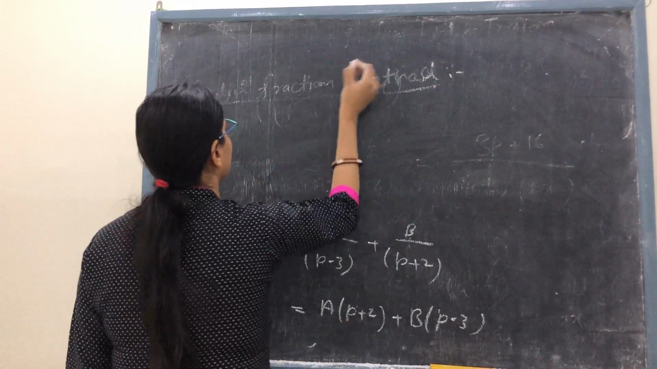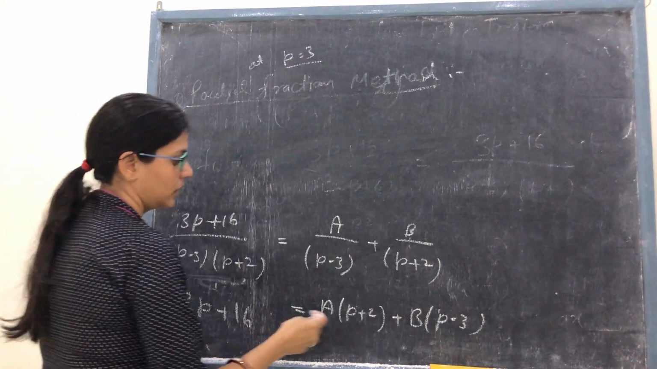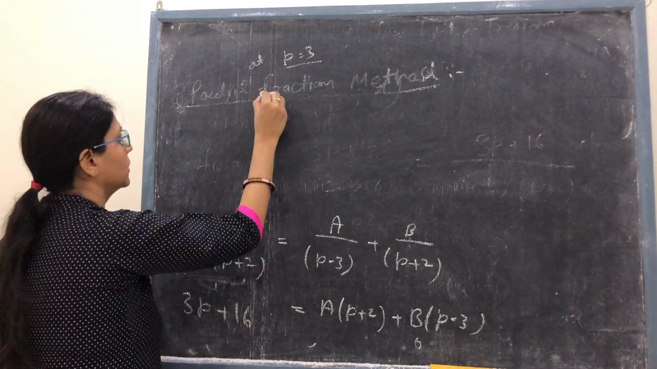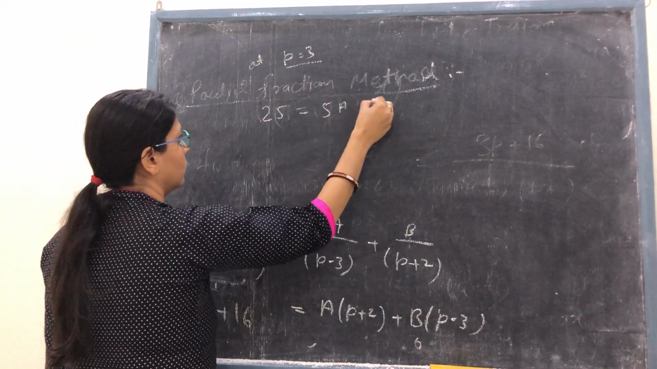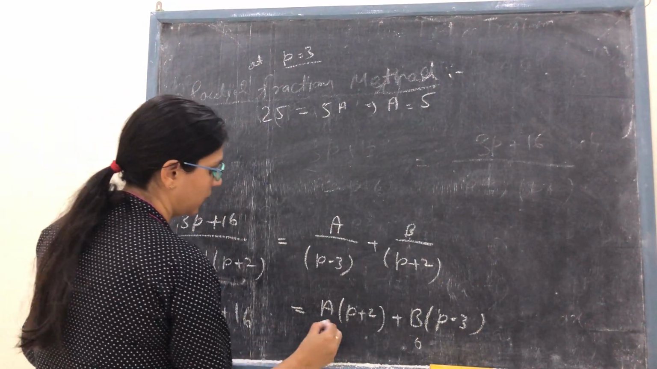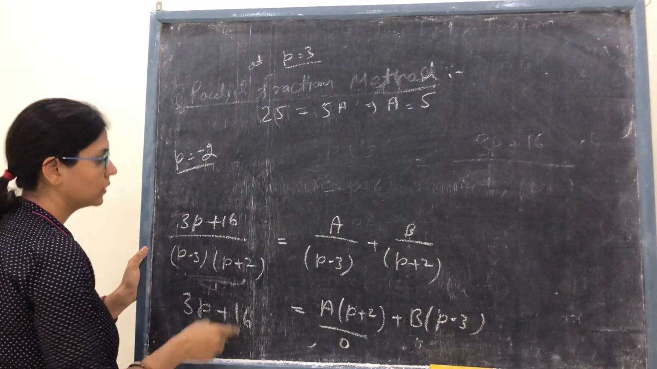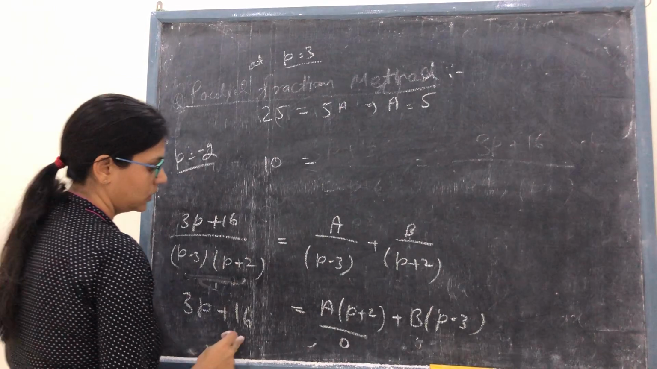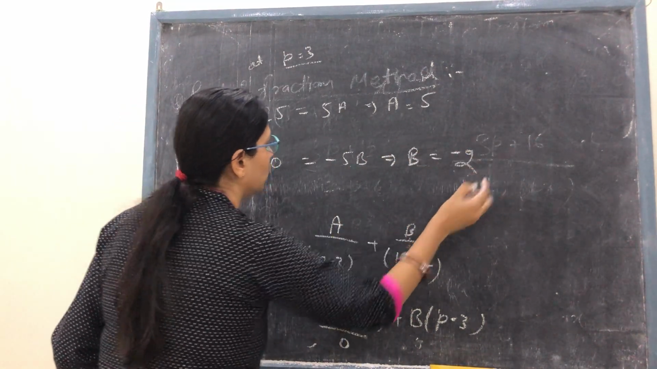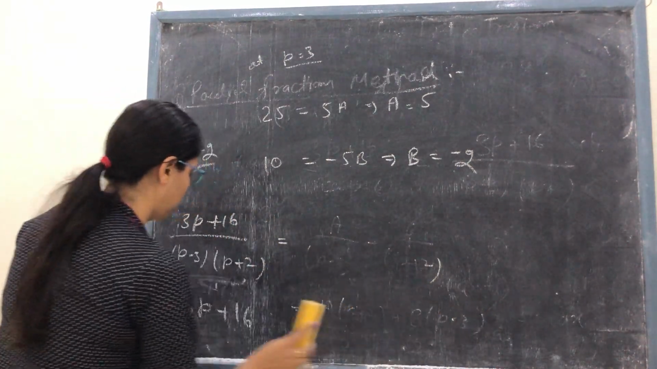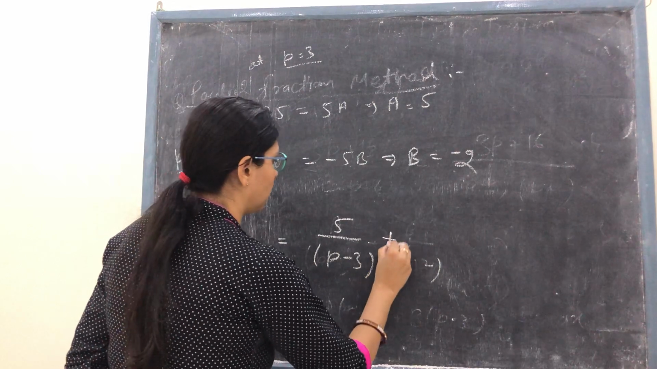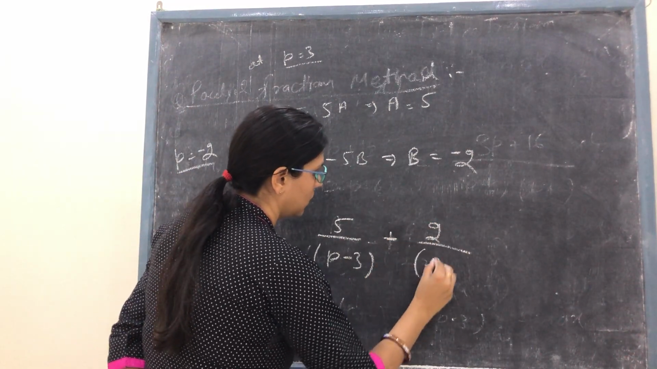If we take p equals 3, this term is 0 and this is 5a. This becomes 3 into 3 plus 16, which is 25, equals 5a. We get a equals 5. If we put p equals minus 2, then this term is 0 and this is minus 2 minus 3, so 3 times minus 2 plus 16 is 10 equals b into minus 5. This is minus 5b. So we get b equals minus 2. So we can write that 3p plus 16 over (p minus 3)(p plus 2) equals 5 over p minus 3 plus minus 2 over p plus 2.